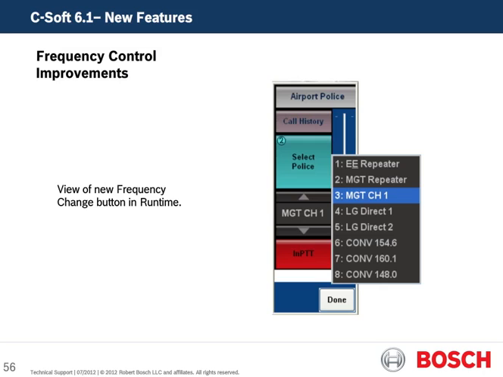Here is a view of the Frequency Control button in runtime. You can see the up-down scroll buttons, the name presented in the middle. If you press the name, a menu will open. You can manually select a frequency from this list.